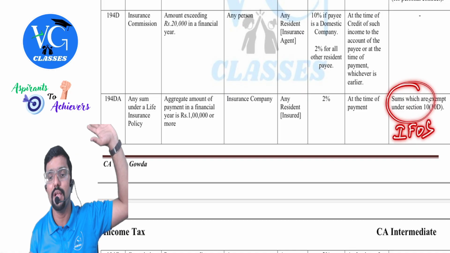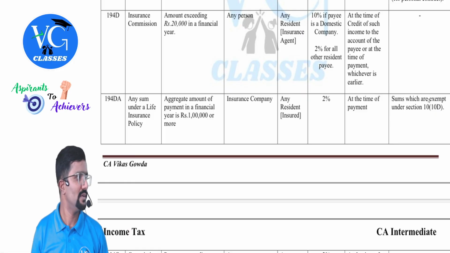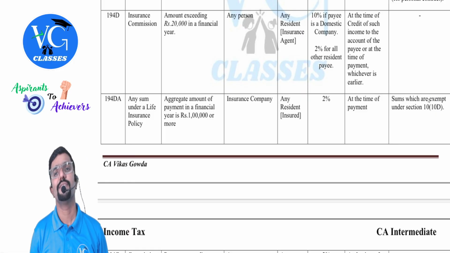If you want, you can mention it there, under income from other sources. If you want the point number also, I will tell. Point number 10. Taxation of life insurance policy amount.